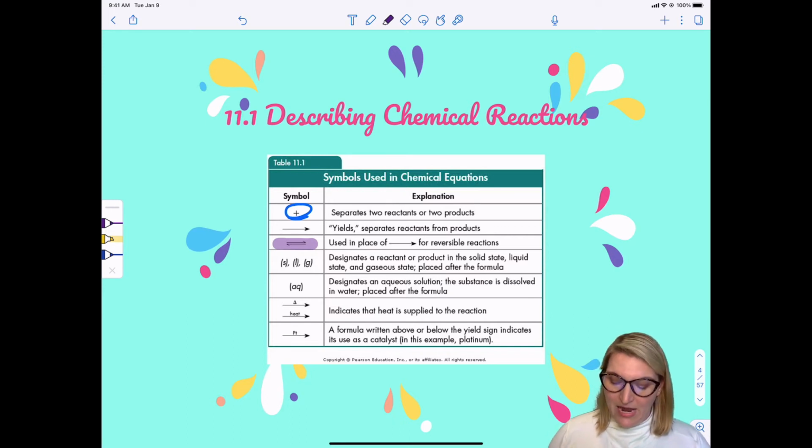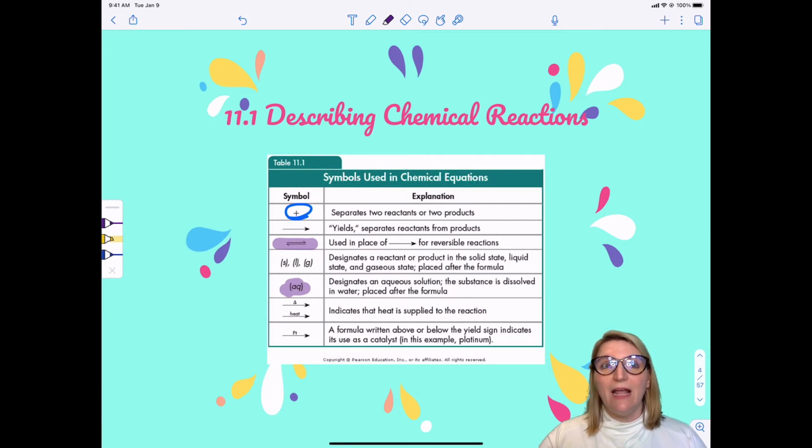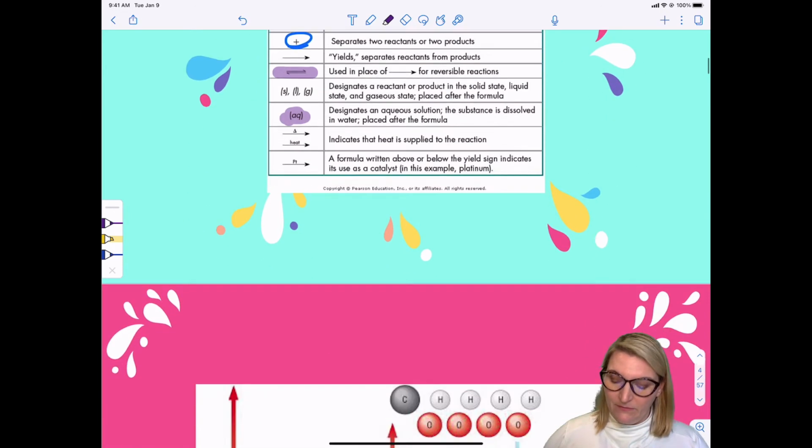Sometimes you may see AQ. AQ is a new one. That means aqueous. That means dissolved in water. Over the arrow, you might see a delta or the word heat. That means that heat needed to be added in order to get this reaction started. Or you may see a chemical symbol, especially for a transition metal element. Those are oftentimes catalysts. Because catalysts are not reactants or products, they're not used up in the reaction, we don't put them on either side. We sort of put them right in the middle there.